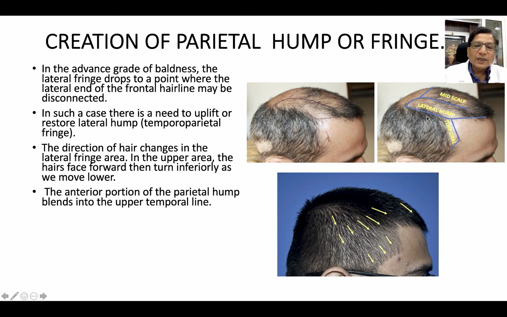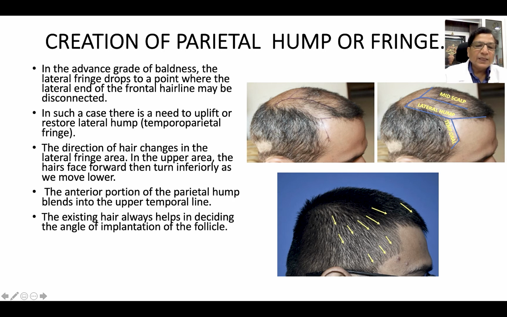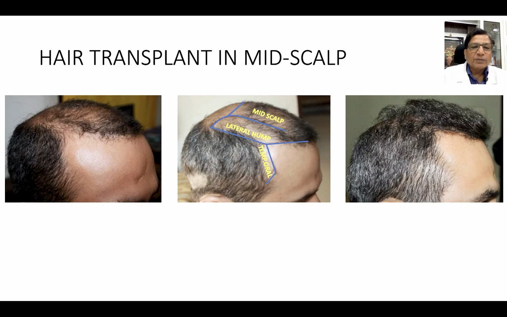The existing hair always helps in deciding the angle of implantation of the follicle. Now, this is what has been done, which I explained to you previously. This got disconnected, this got lowered down, there is thinning, miniaturized hair. So there is a reconstruction of the temporal triangle, a reconstruction of the lateral arm, and a reconstruction of the mid scalp, and that's what has been done in this case.